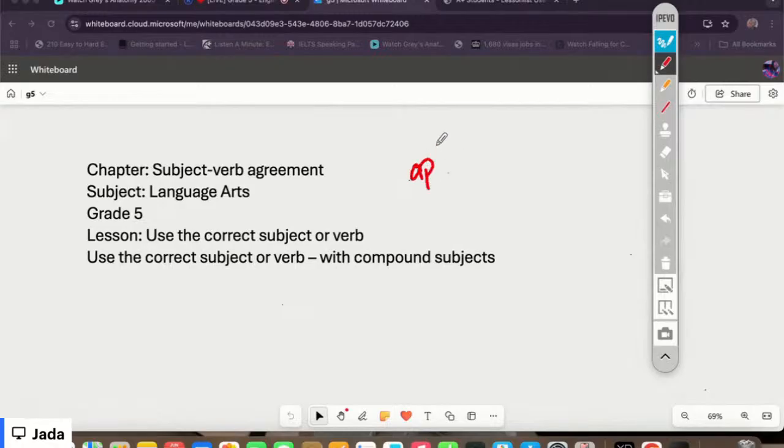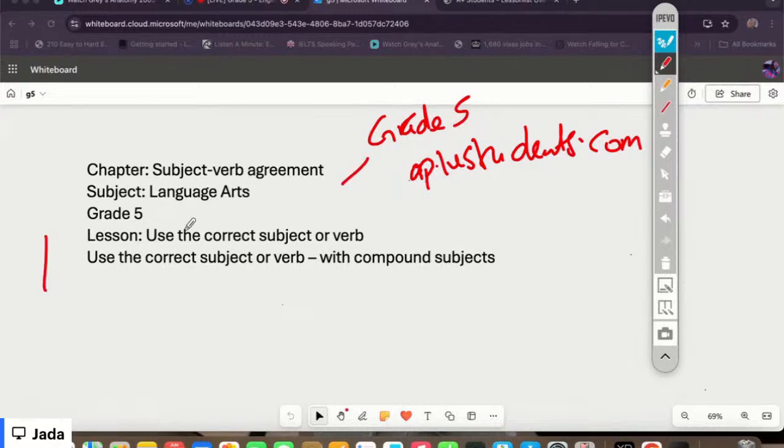Today we will have subject verb agreement. First, you have to log in using aplusstudent.com. Click on your name, move on to language at the grade 5. Chapter is subject verb agreement. Lesson would be use the correct subject of verb. Use the correct subject of verb with compound subject.